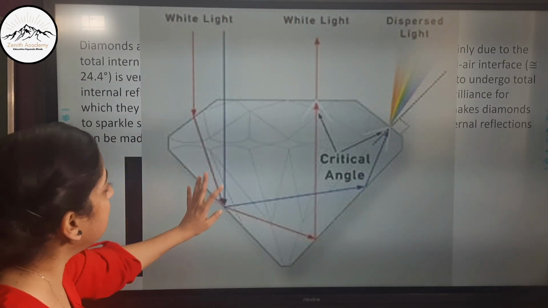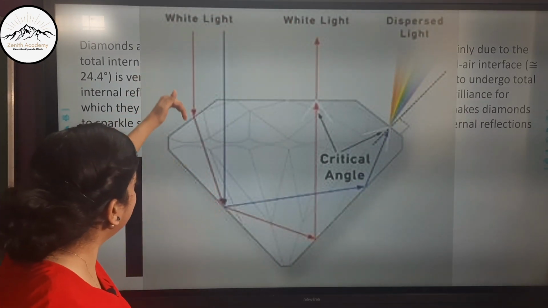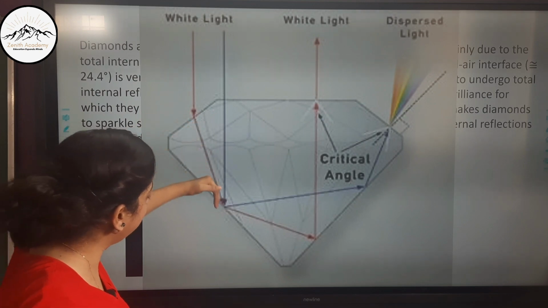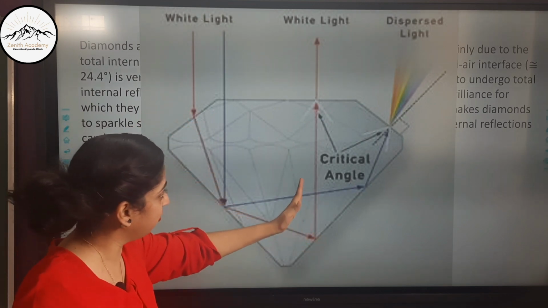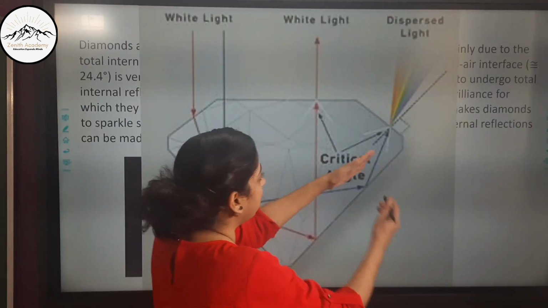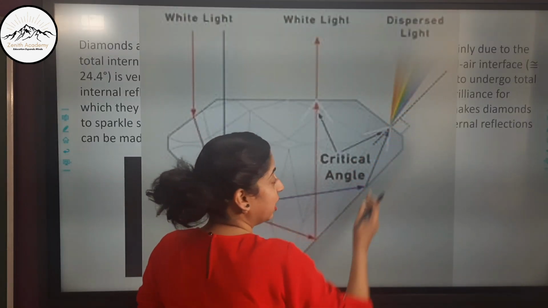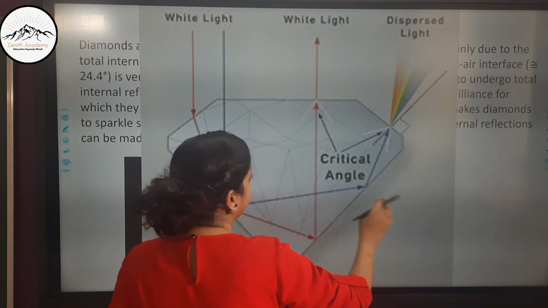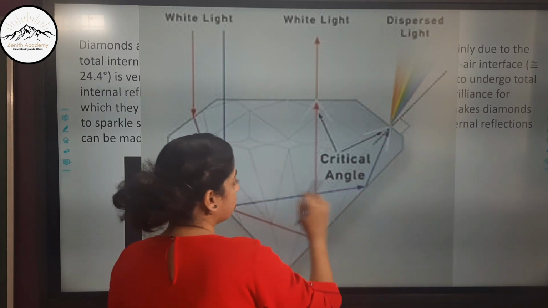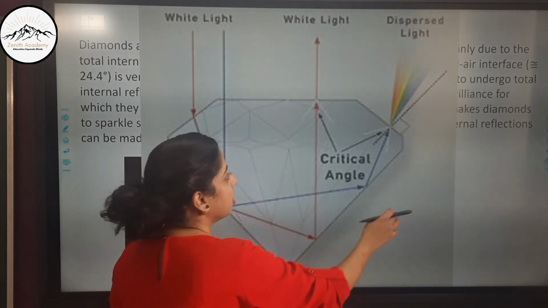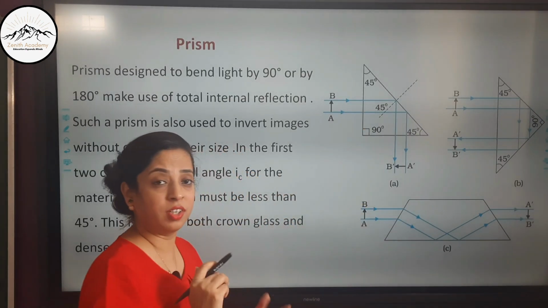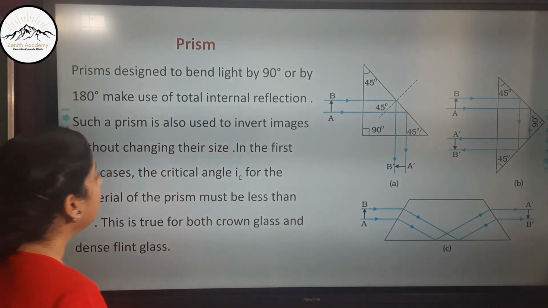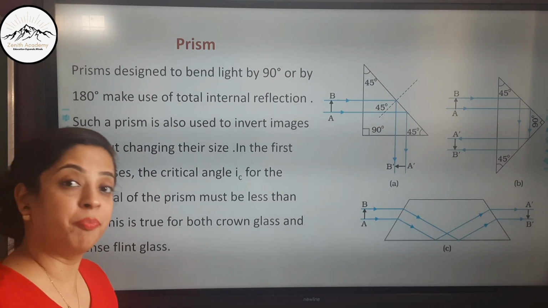Okay. So if you see here, when white light falls into it, it has many internal reflections inside. Here you can also see that when it comes out of this interface, it shows dispersion as well. So there is a lot of total internal reflection, because of which it gives a shiny appearance, and at times at certain angles it disperses. Okay, now let's talk about different types of prisms.